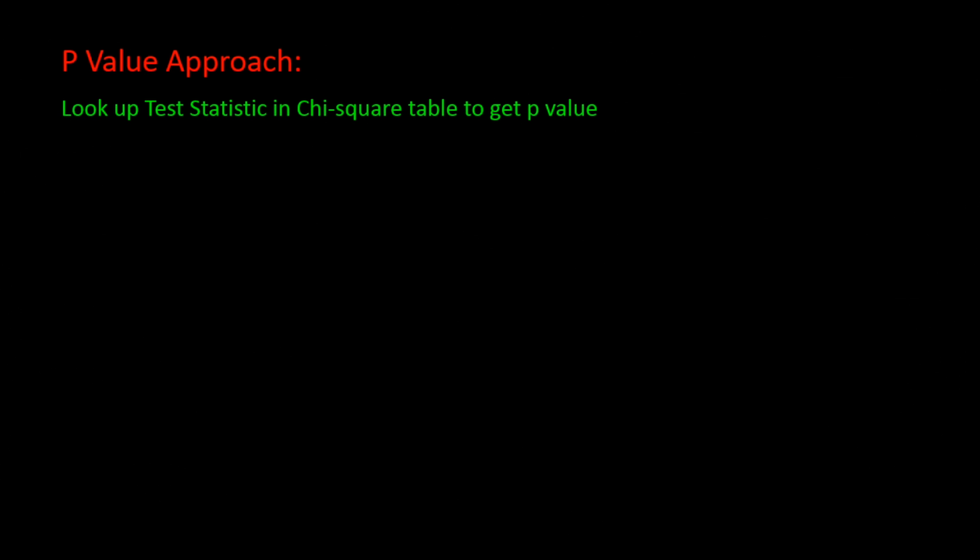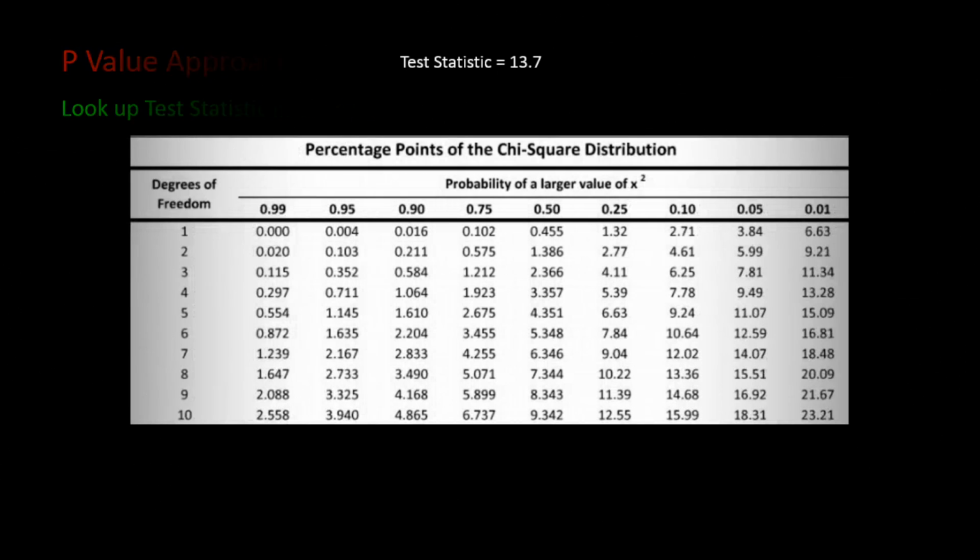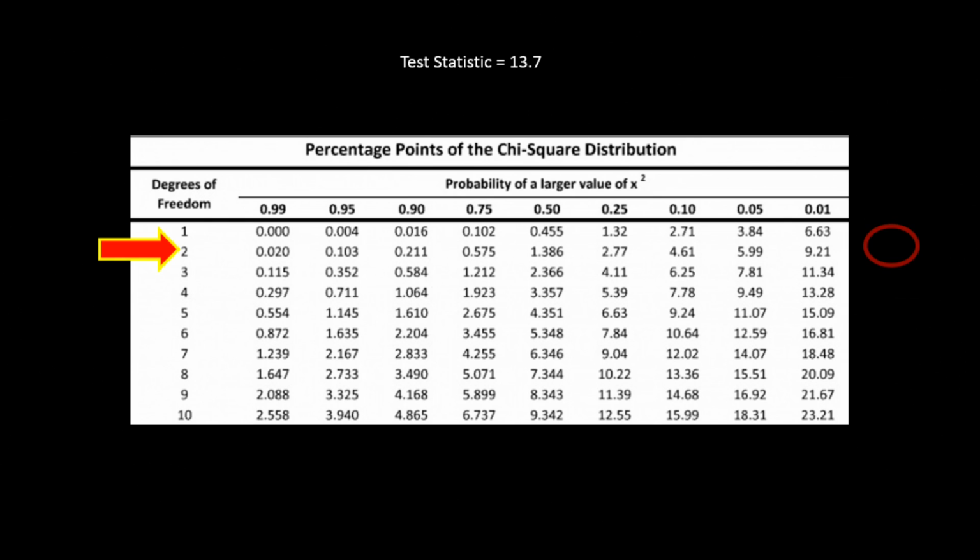First, we need to look up the test statistic in the chi-square table. The test statistic was 13.7, so looking across the same degrees of freedom, 2 degrees of freedom, the test statistic would be around here, off the chart. Since the last number for 2 degrees of freedom is 9.21, then 13.7 would be to the right of that, and the p-value would be here, also off the chart, but definitely less than 0.01.